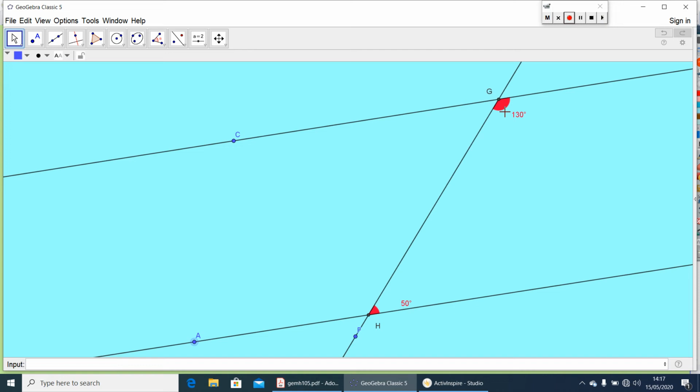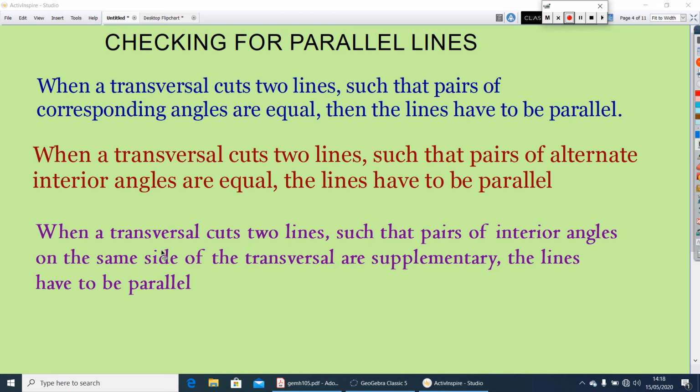So we can summarize, when a transversal cuts two lines such that pairs of interior angles on the same side of the transversal are supplementary, the lines have to be parallel. These are the three conditions for two lines to be parallel. First, check whether corresponding angles are equal, or check alternate interior angles are equal, or check the interior angles on the same side of the transversal are supplementary or not.